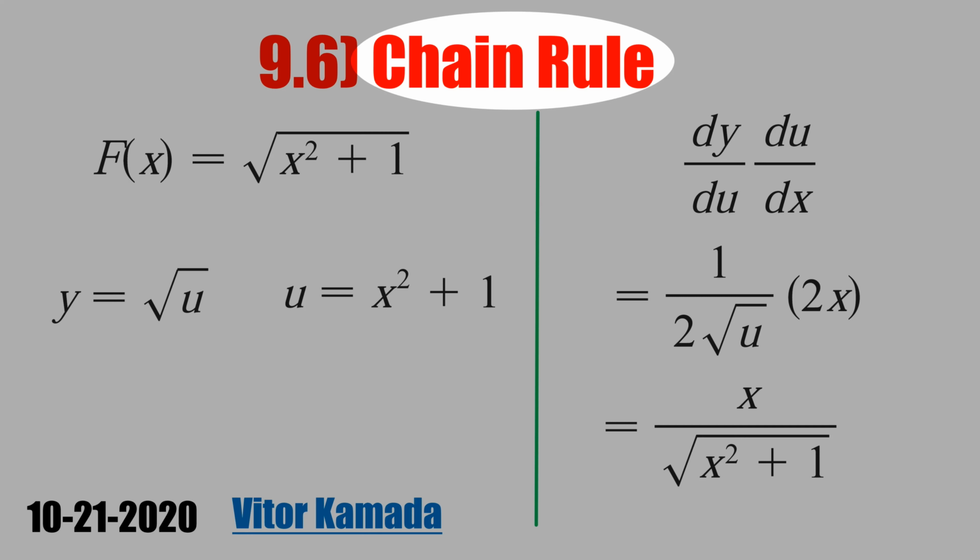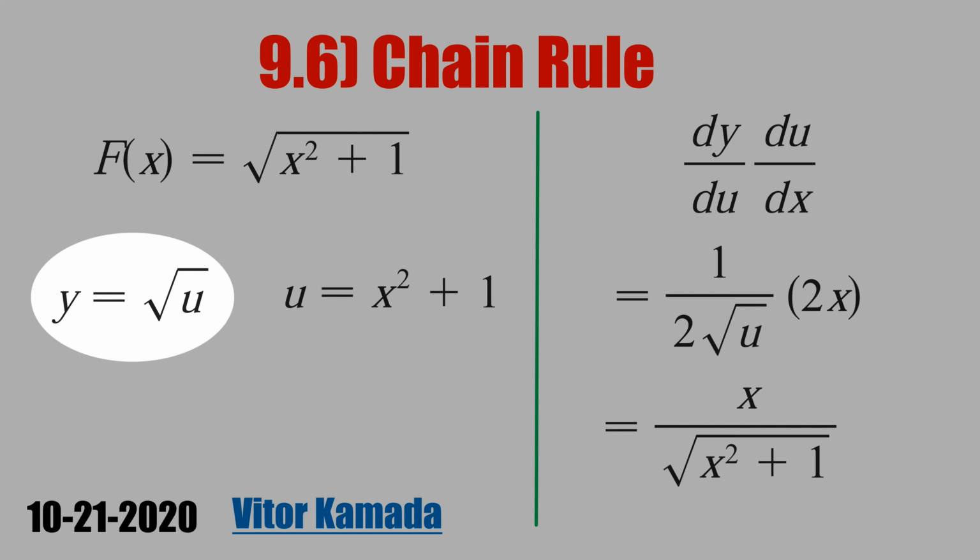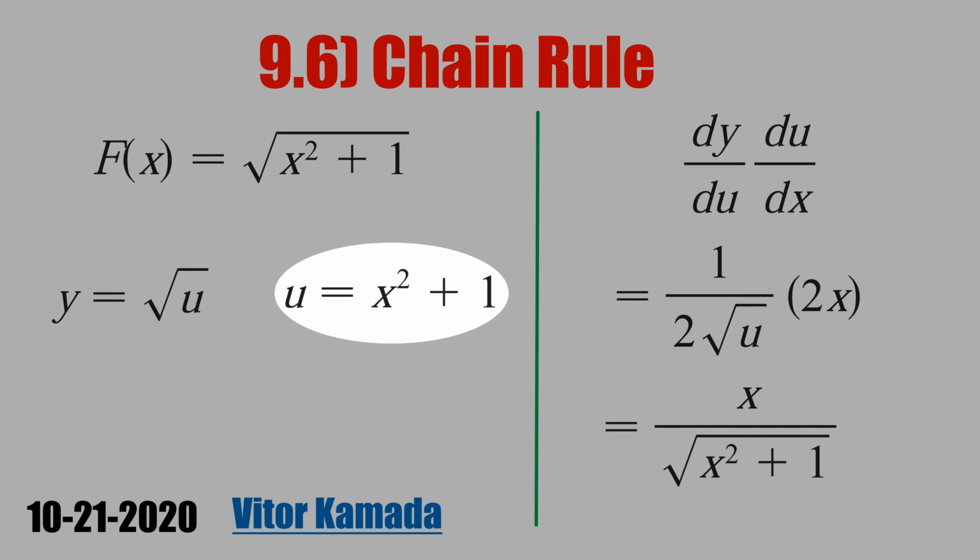Let's see an example of chain rule. We have this function here, f(x) equals the square root of x squared plus 1. We can write f(x) as y equals the square root of u, and u equals x squared plus 1.